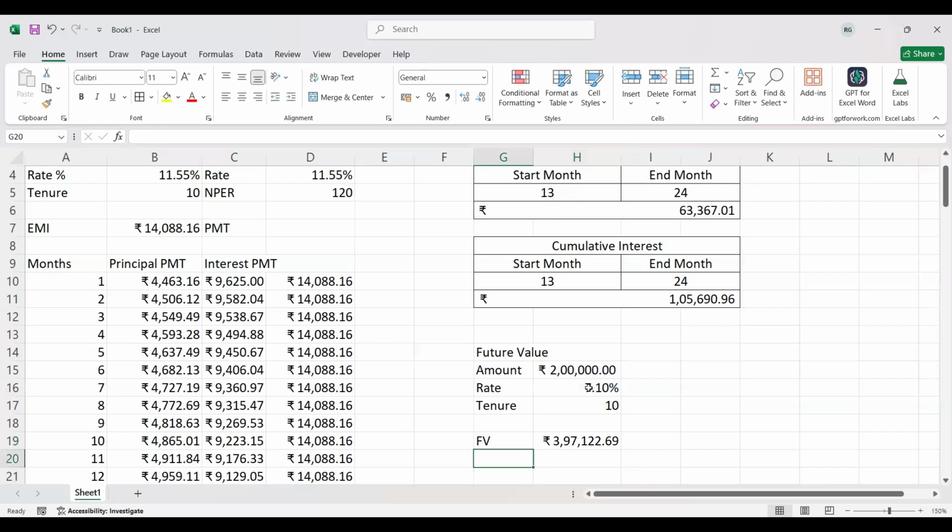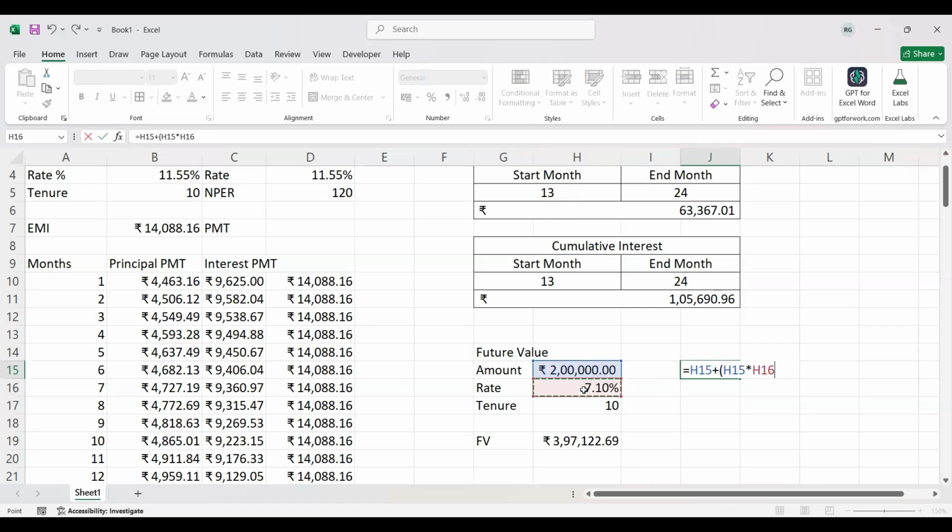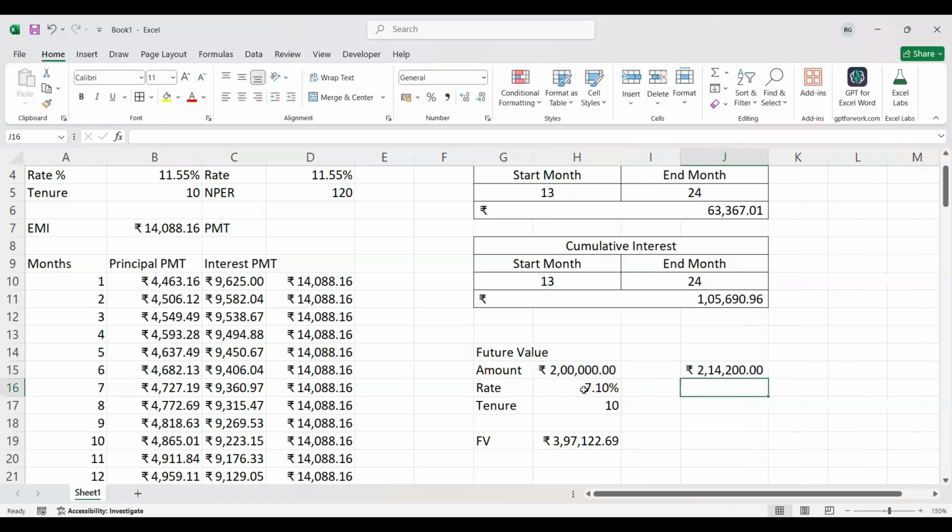So 3,97,122 rupees 69 paisa you are going to get after 10 years. You can simply calculate this also. Like if I just take this amount plus this amount into this amount. Of course, I'm doing a lengthy one. I can directly give this also, but it's okay. So this is the first year. After first year, we are going to get now this amount plus the above amount into this.